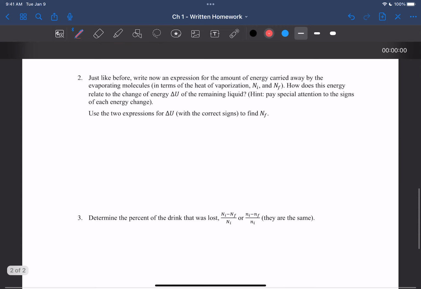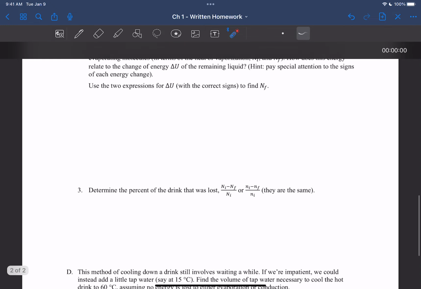So that's C1 there. C2, just like before, write an expression for the amount of energy carried away by the evaporating molecules. So we're looking at the amount of energy carried away by those evaporating molecules in terms of the heat of vaporization, Ni and NF. Okay, so they want us to do it with the molecules now. How does this energy relate to the change of energy delta U of the remaining liquid? Use the two expressions for delta U to find NF. Damn, that's not a lot of space to do that.